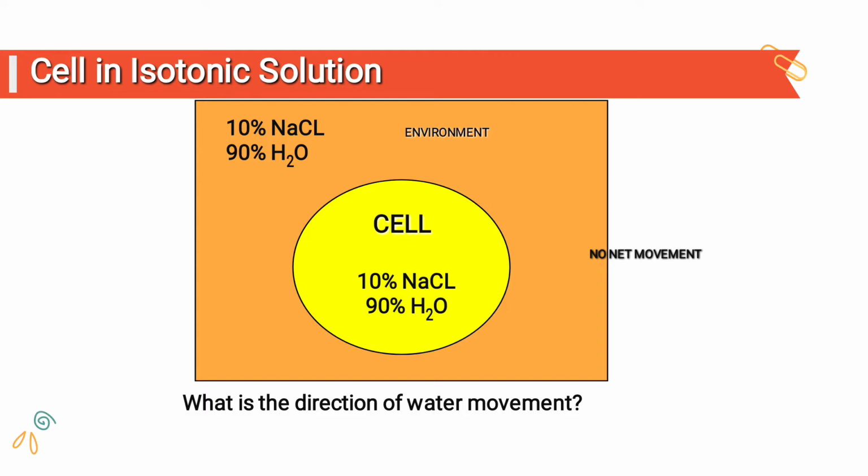So, since there is an equal amount of sodium and water, what do you think is the direction of the water movement? Of course, there will be no net movement. If there is no net movement, then we can say that the cell is at equilibrium.